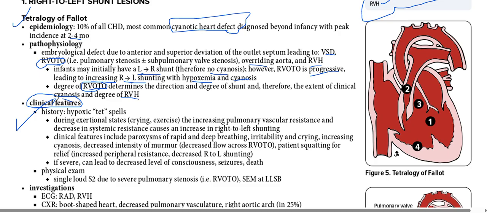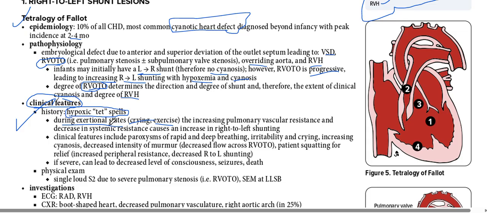Very important. Alright, the history suggestive of tetralogy of Fallot includes hypoxic or TET spells. Remember the word: because there is cyanosis, because there is hypoxia, therefore there are TET spells. During exertional states like crying and exercise, the increasing pulmonary vascular resistance and decrease in systemic resistance cause an increase in right to left shunting.